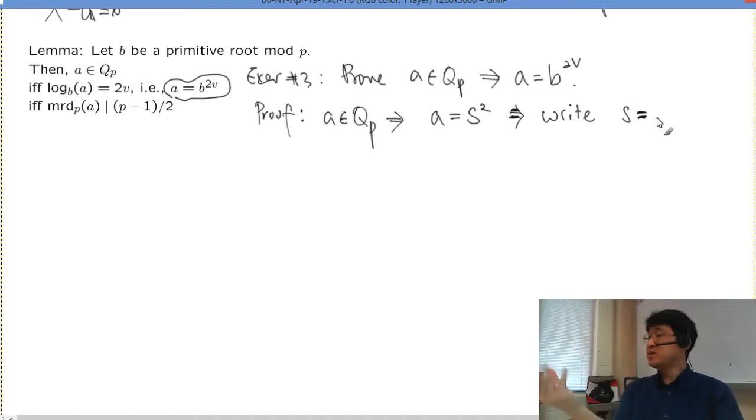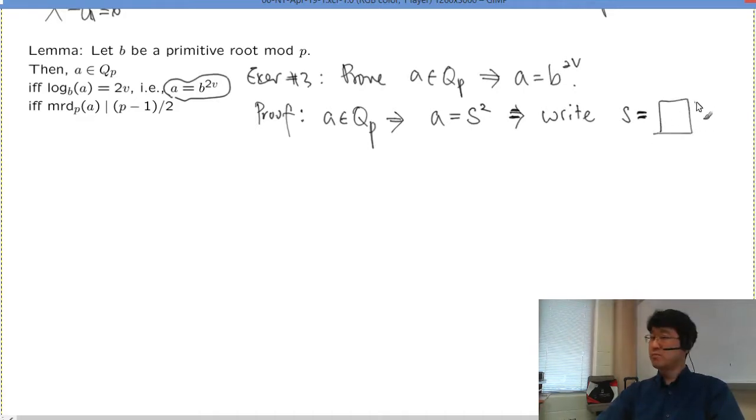So after you bring in this S, A equals S squared, how are you going to bring in the primitive root into the picture? Primitive root will generate everything as its own power. How about S? S is some element in there, right? So you can write S as a power of which?